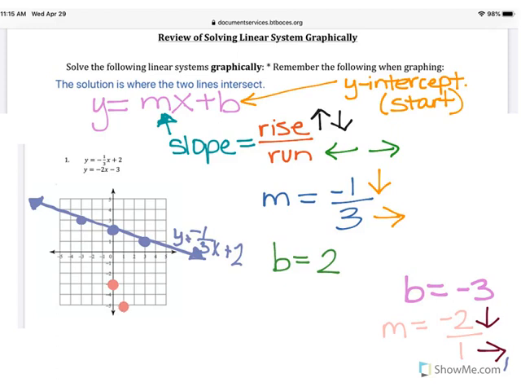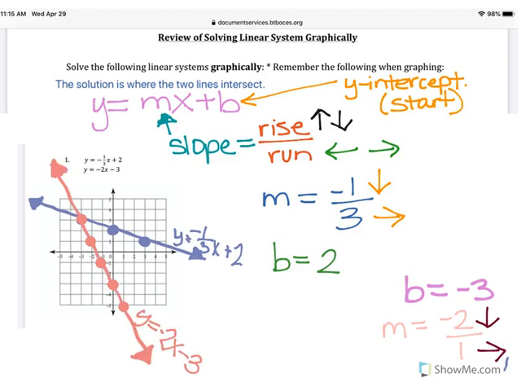Now, if you notice, if you keep doing that, you're going to go off the page. So we are going to go in the opposite direction, and we're going to go up 2 and to the left 1. And we're going to keep doing that process until we hit our other line. Once they hit, go ahead, use your straight edge to make a line, make sure you have arrows and label it with the equation.